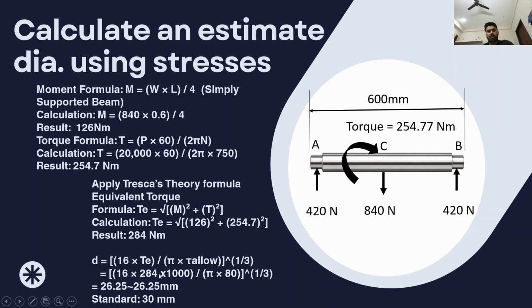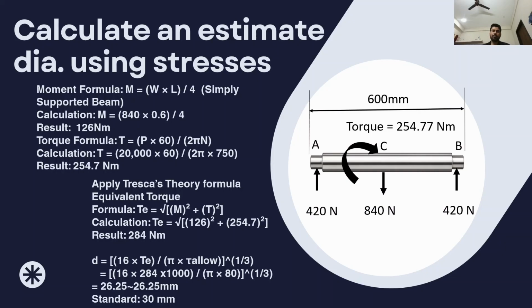And if we put the values, 16 into 284 into 1000, again now I am converting the units to Newton millimeter, and divided by pi into 80 MPa, which is the tau allowable, to the power of 1 upon 3. After doing the calculation, we will get 26.25 millimeter. If we round it off to a standard size, we will have to go to the higher side, which is 30 mm, because if you go in the market, shafts are not readily available for each and every size.